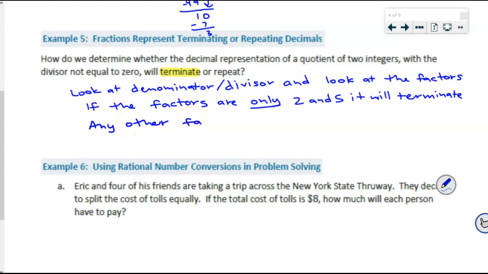Good, we'll get there in just 1 second. Yep. So 14 has a factor of 2, right? So we think, oh, that one's going to be terminating, but the other factor is 7, which is not 5. Therefore, that one's going to repeat. Great observation. So any other factor besides 2 and 5 will repeat.